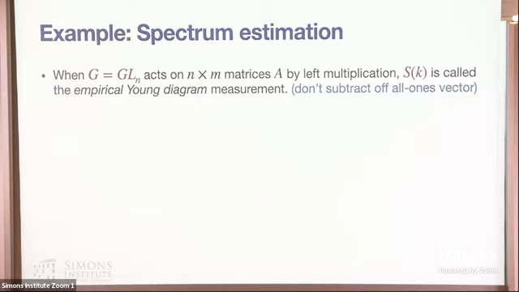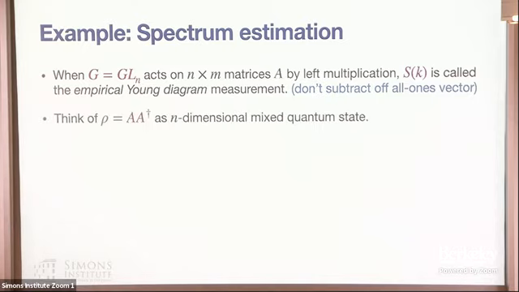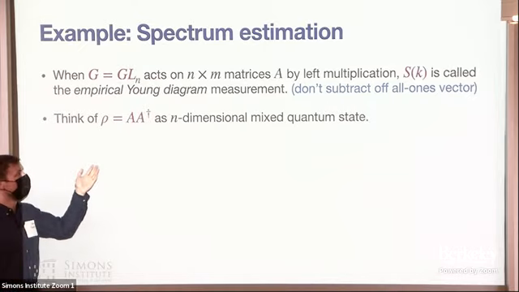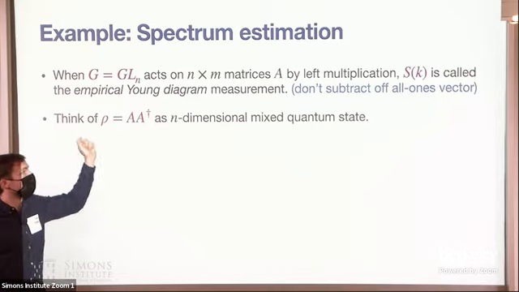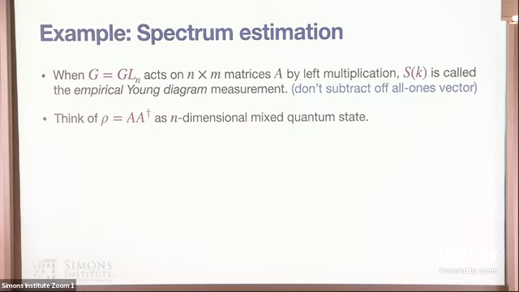Okay, so I didn't just make this S thing up. It's a pretty well-studied thing. It's used in spectrum estimation in quantum mechanics, and it's called the empirical Young diagram measurement for a particular situation. That situation is when GL_N acts on matrices by left multiplication. So if A is a unit vector, meaning its Frobenius norm is 1, then rho is going to be a trace 1 PSD matrix. So we can think of it as a mixed quantum state.